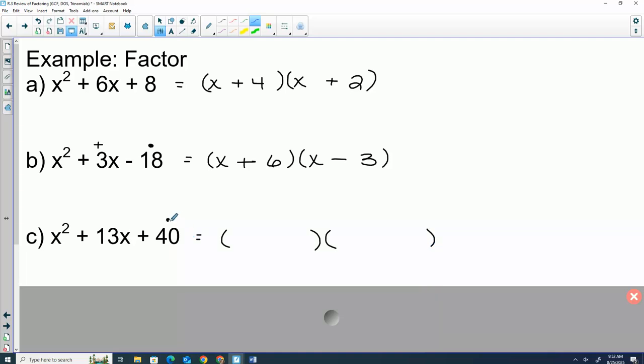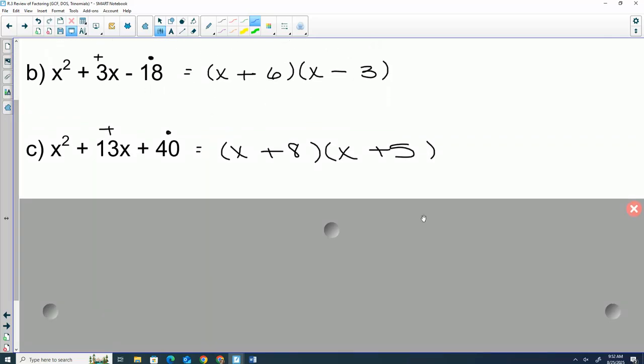So, multiply to 40, add to 13. 8 and 5. Positive, negative, what do they have to be? Both positive. We'll do one more up here, and then I'm going to give you guys a couple to try.